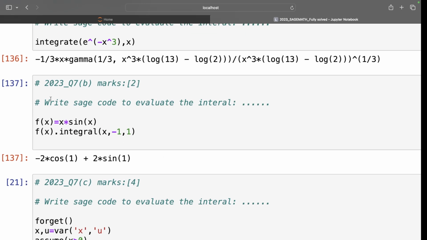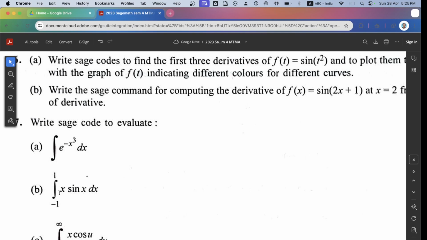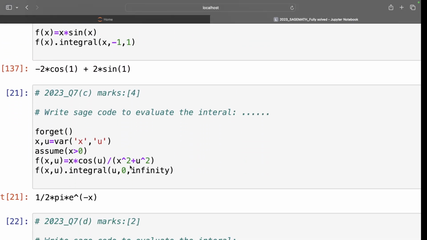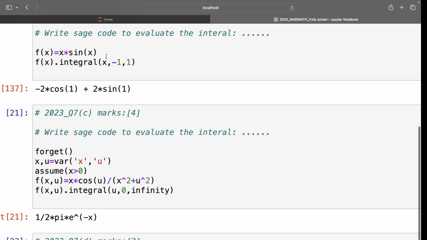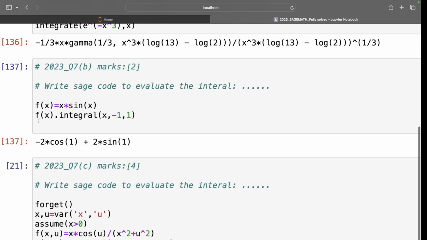Question 7b. Write Sage code to evaluate this definite integral minus 1 to 1 integration x sin x dx. f(x) equal to x sin x. f(x) dot integral x comma minus 1 comma 1. The output is this, minus 2 cos 1 plus 2 sin 1.